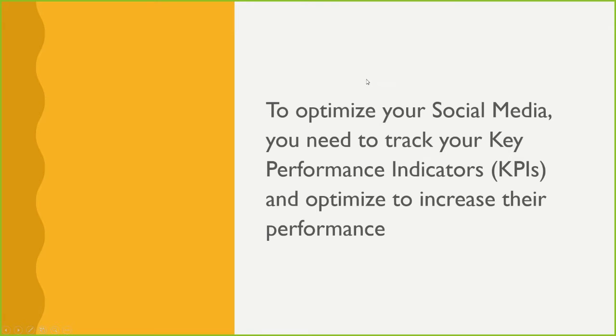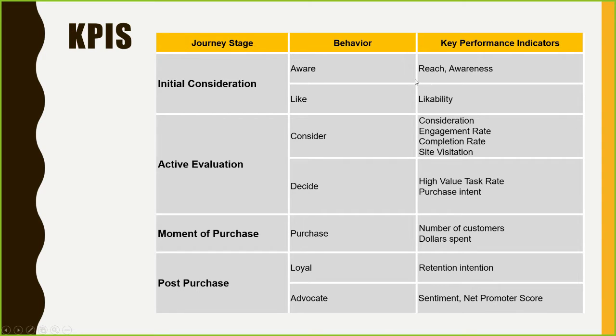So we just went through a lot of theoretical stuff for our social media content and how to post it. But now we're going to try to look at a few ways that we can optimize our social media, and that's by using KPIs, or key performance indicators. Once we figure out our KPIs, we can go ahead and optimize them to increase their performance as well. And KPIs can be broken down into a few areas here.